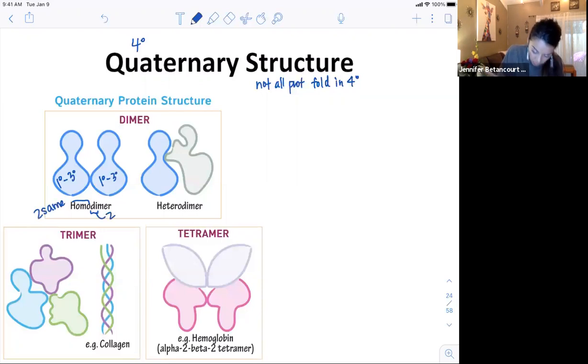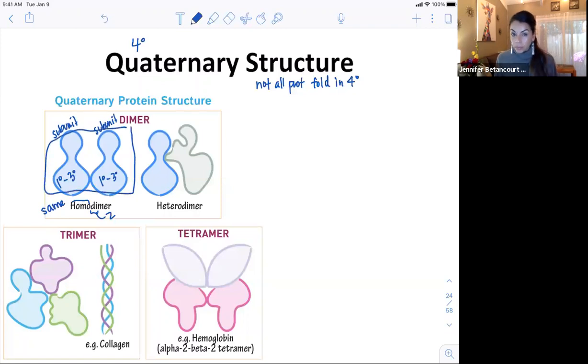Di means 2. Actually, homo means same, di means 2. So the other option, and this is just a dimer, is showing 2 subunits. This is a subunit, no function on its own. This is a subunit, no function on its own. It's only when the 2 subunits come together that this whole structure is now a functional protein.